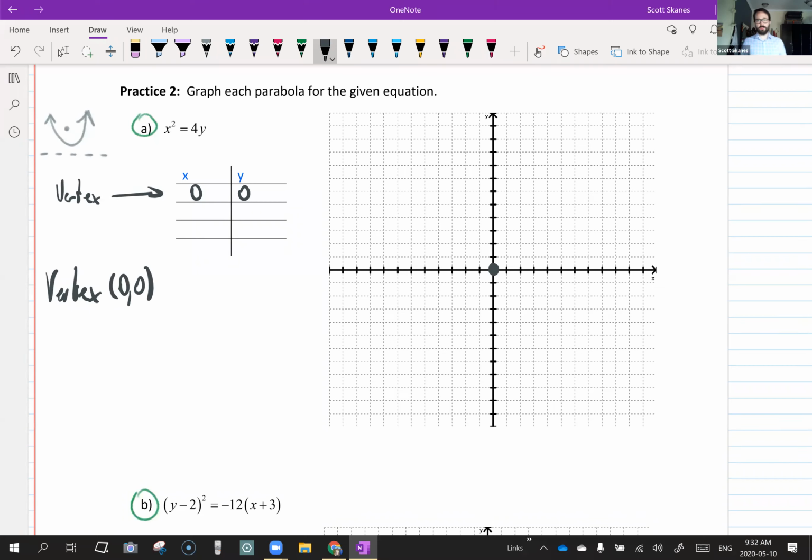How am I going to choose another 2 points? Well, it doesn't really matter what other points you choose. You just need to go left and right.